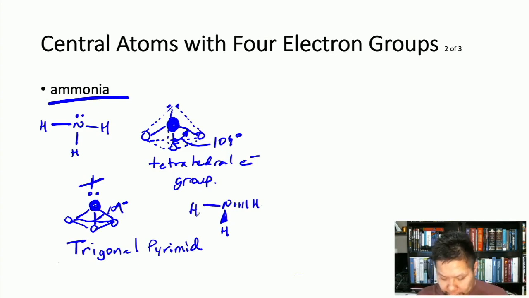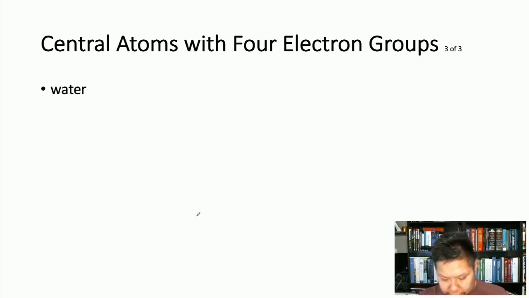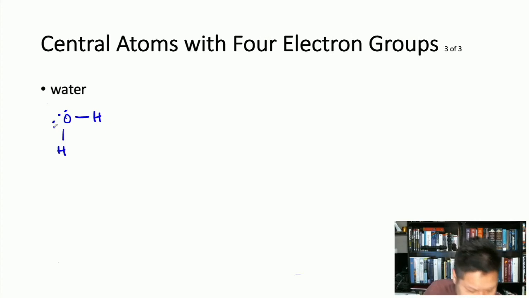And we have one more central atom with 4 electron groups to try. And that's water. Let's draw water's Lewis structure. Pretty simple there, right? Pretty simple. One of my electron pairs is a little off. Sorry about that. It should be a little closer to the oxygen, right?